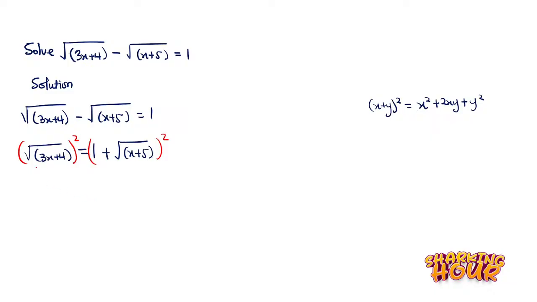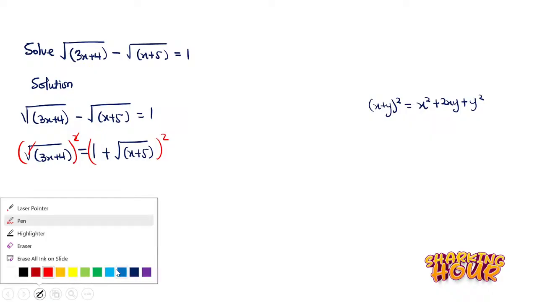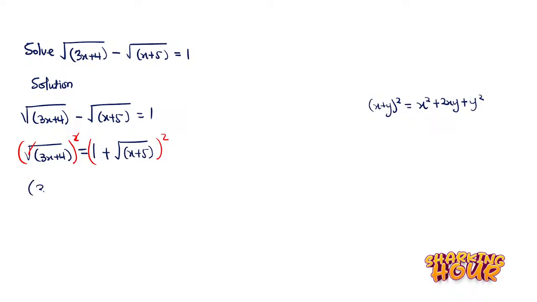Now what happens is that on the left hand side, the square will get rid of the square root sign. So I'll be left with 3x plus 4, and this will be equal to, on the right hand side, 1 plus the root of x plus 5, which is in the form (x plus y) squared, where our x is equal to 1, as we can see over here, and then the y will be the expression, the root of x plus 5.